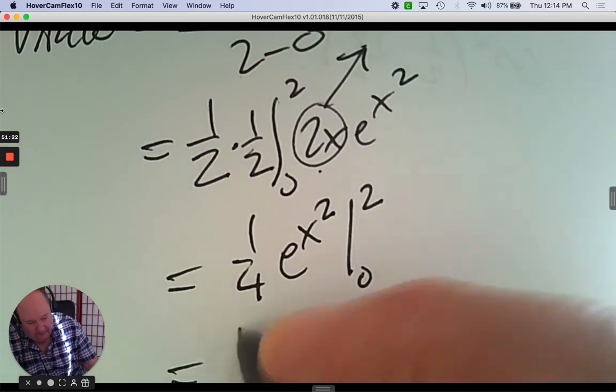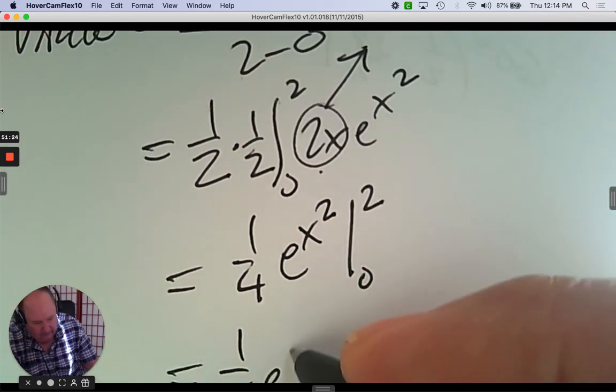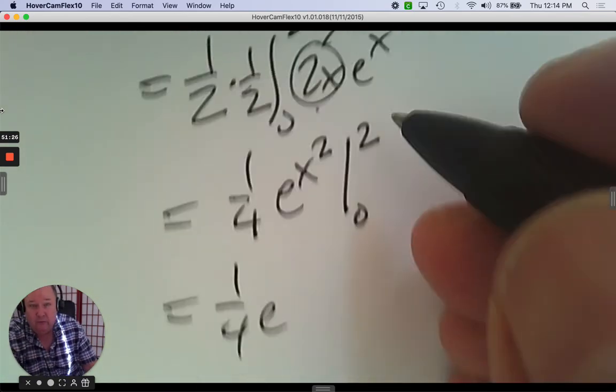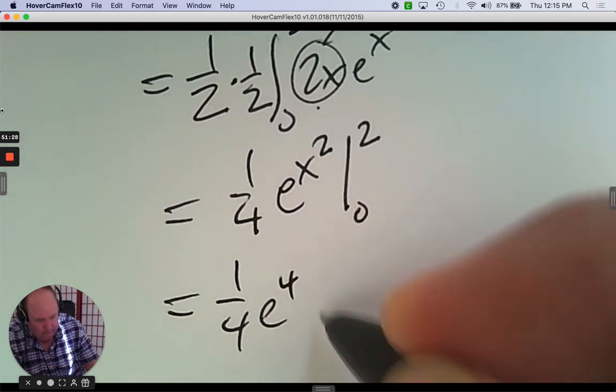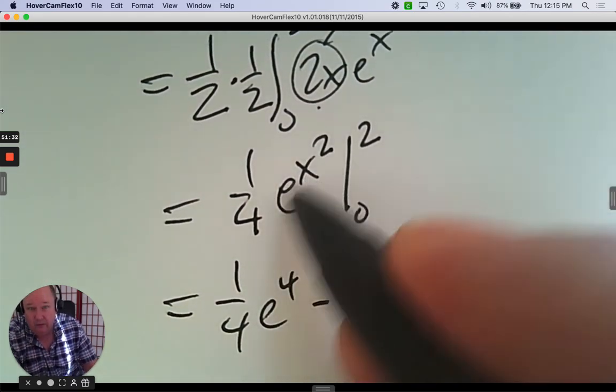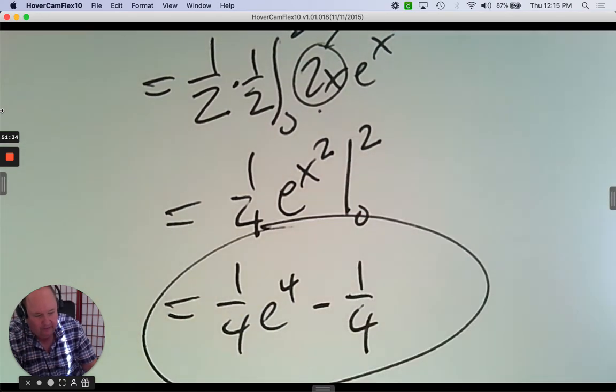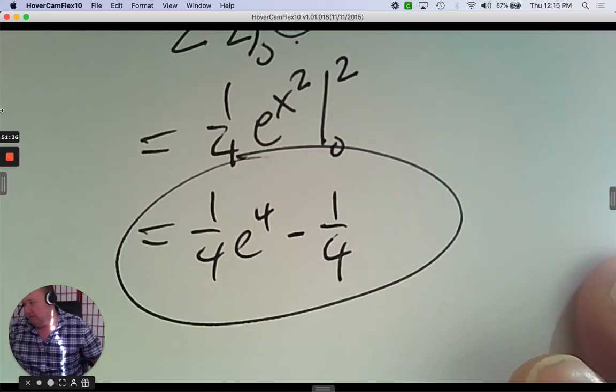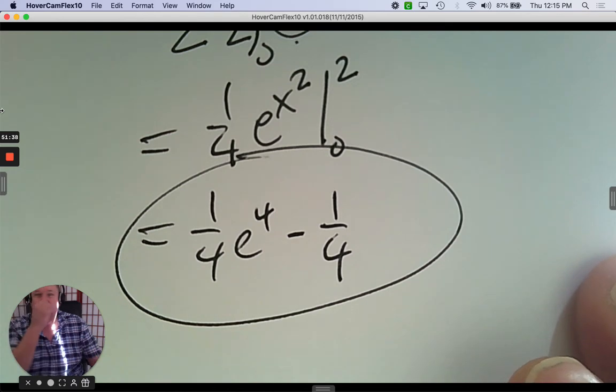And then the last step is to plug in. I don't need to simplify it. So plug in 2. Subtract. If you plug in 0, you get 1. So that is your answer. That is the average value. 1/4 e to the 4 take away 1/4.